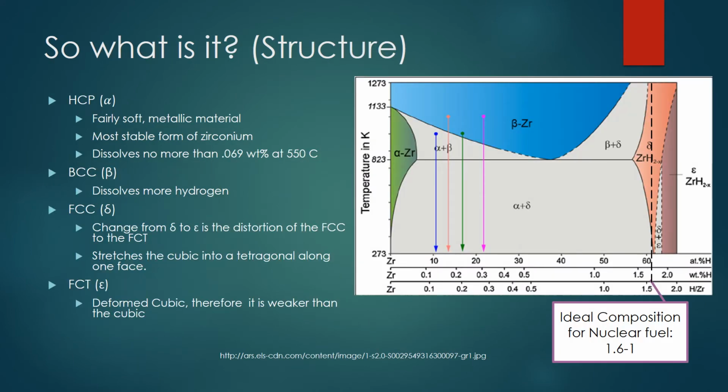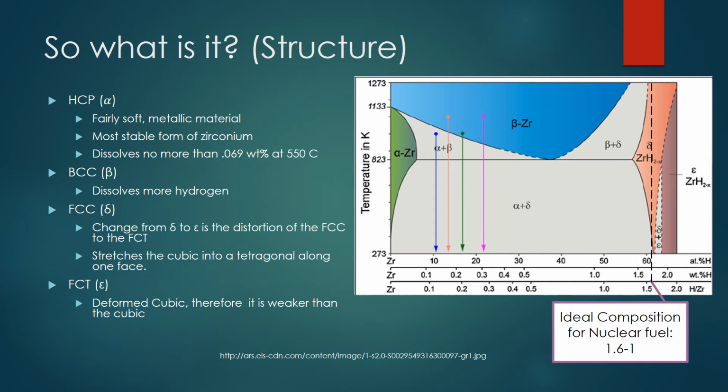Zirconium hydride has 4 main lattice structures with different abilities to absorb considerable amounts of hydrogen. The alpha form is hexagonal close-packed and is the most stable form of zirconium, absorbing at the most 0.069 weight% hydrogen at 823 Kelvin. The beta form is body-centered cubic and forms at higher temperatures where it's stable. It has the ability to dissolve a lot more hydrogen and still retain metallic properties, reaching close to 60% atomic percentage hydrogen. The delta form is known as fluorite and is face-centered cubic.